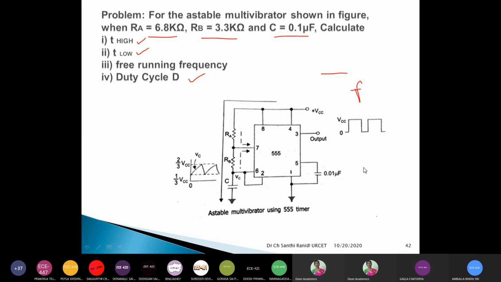How much? Okay. T high is equal to 0.6969 milliseconds, which is correct. Approximately it is 0.7 milliseconds. Okay, Nirmal Roy, you cannot take 1.09, no? You have to take T high is equal to how much? T high is equal to 0.69 into RA plus RB into C.